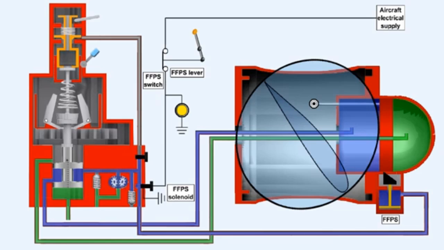Use your mouse to press the repeat button, which will enable you to see the removal of the flight fine pitch stop again.